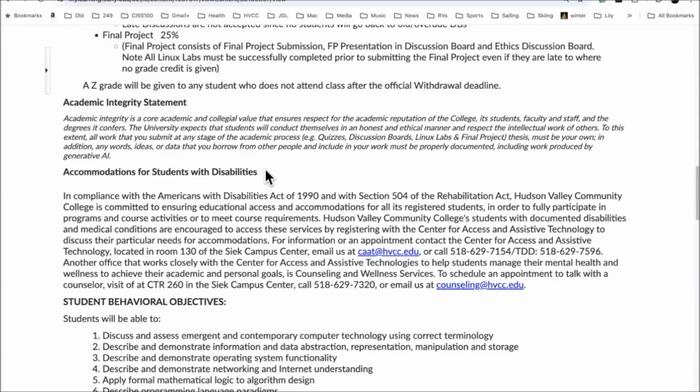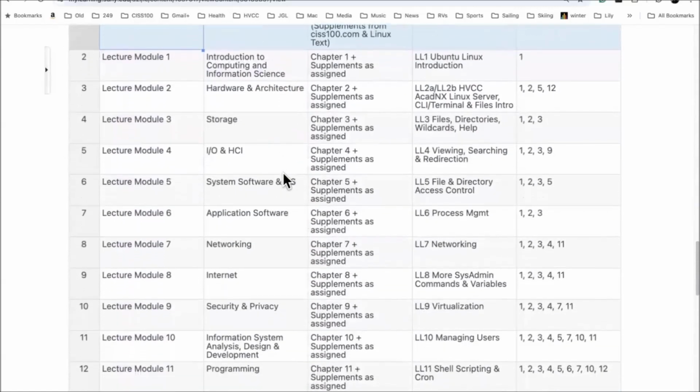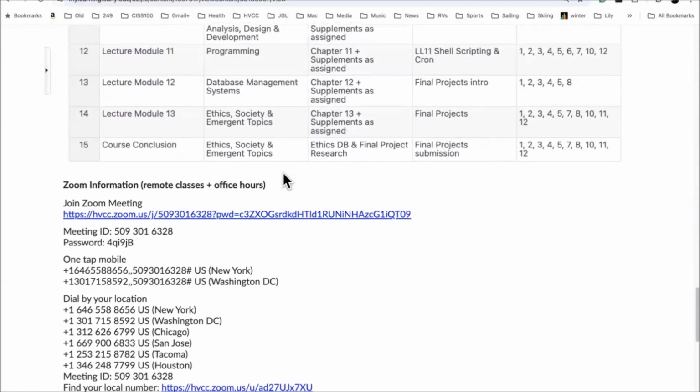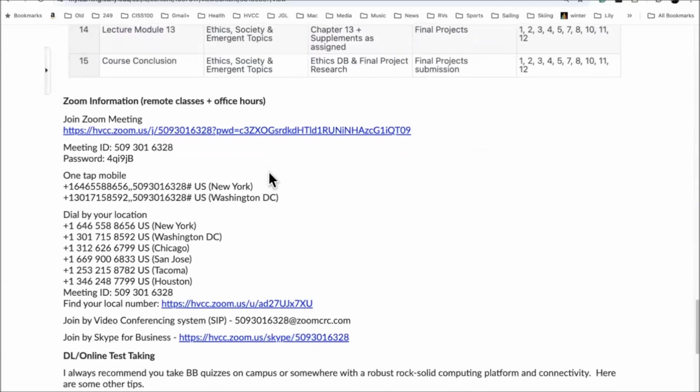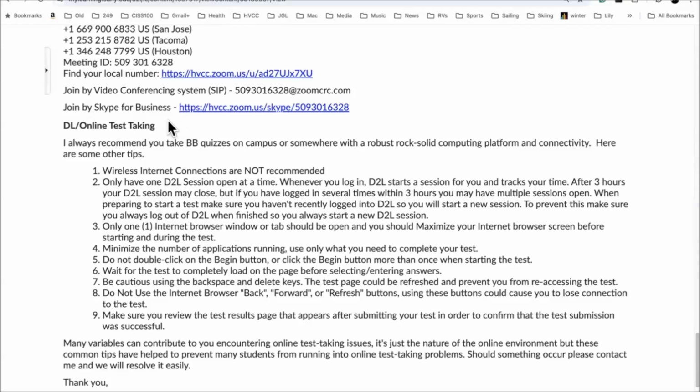Students with disabilities, of course, should register with the Center for Assistance in Assistive Technologies, CAT for short. I'll talk about acronyms again shortly. It seems they're pervasive today. Behavioral objectives and a general outline of what we will be doing here. And again, here are the Zoom instructions. Again, this is all in the syllabus. I do provide recommendations for taking the quizzes.